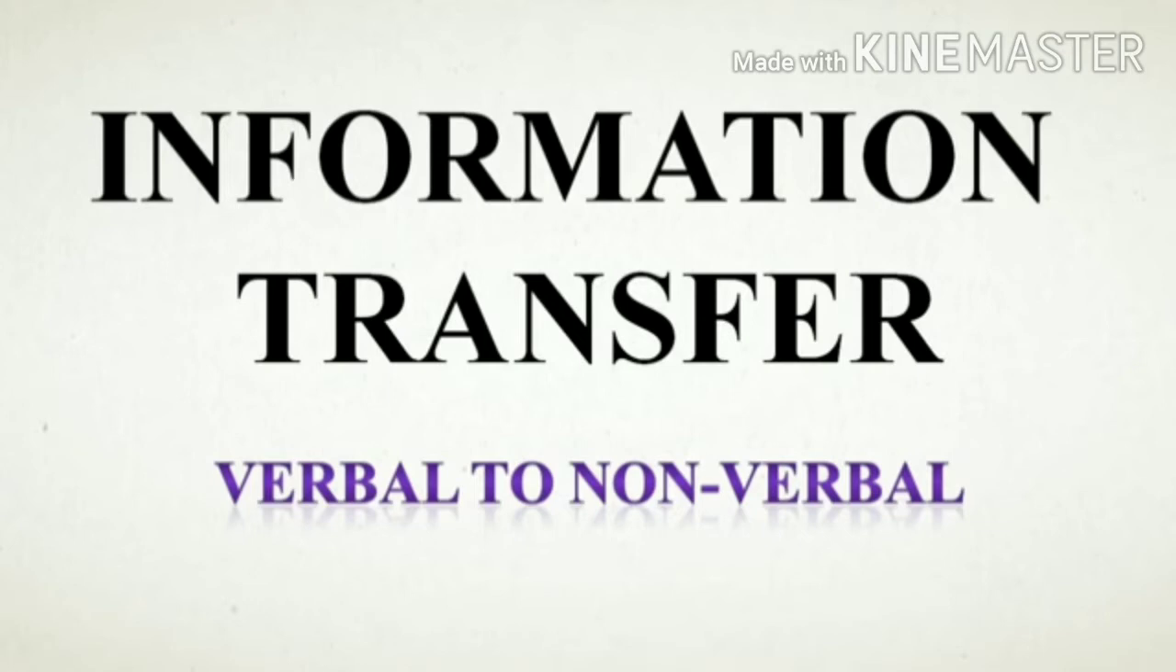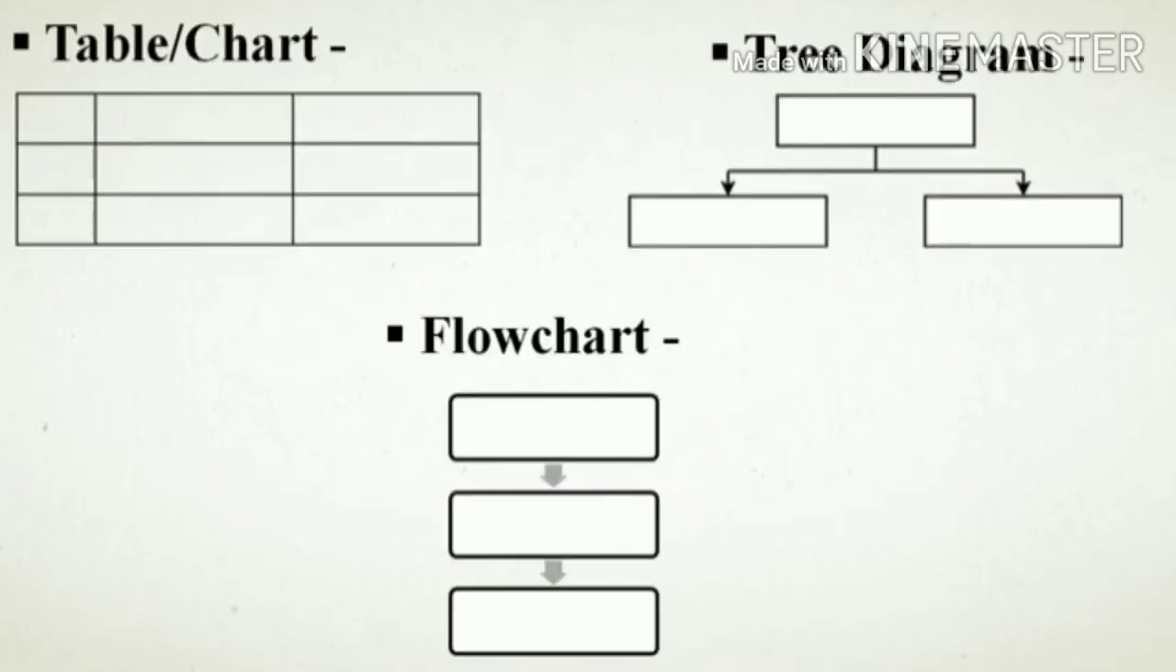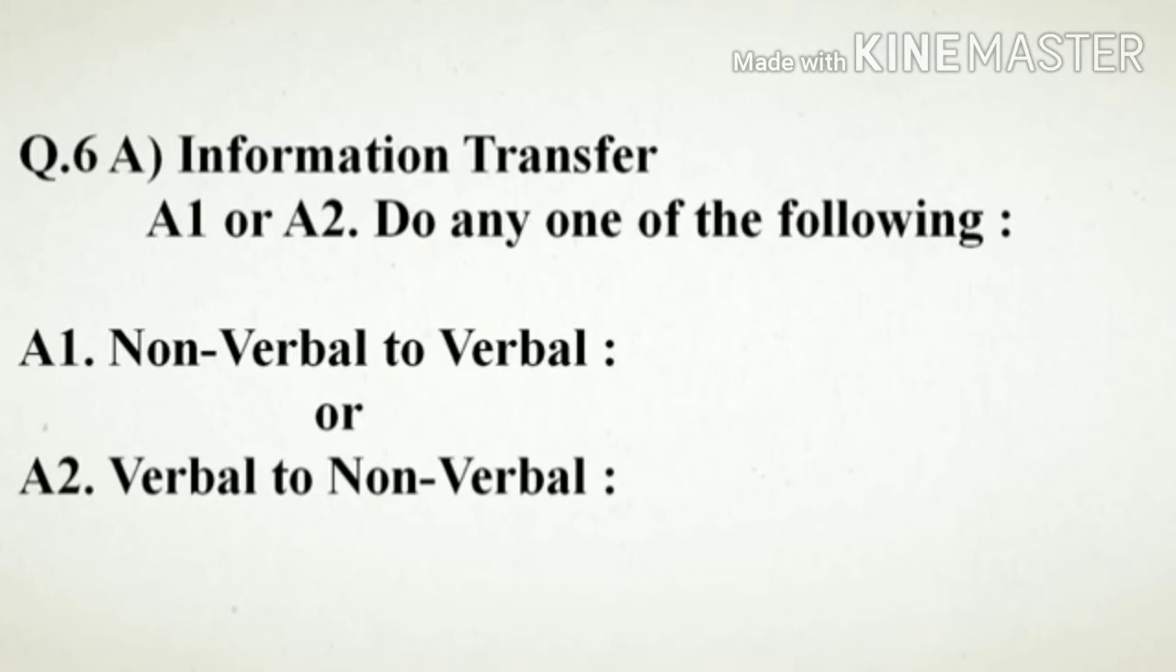Here, the information is given in a paragraph and we have to read it properly and then turn the information into a table or a chart or a tree diagram or a flow chart. So for this it is very necessary to read the paragraph carefully and mark the important words so that we will come to know how to convert the information.